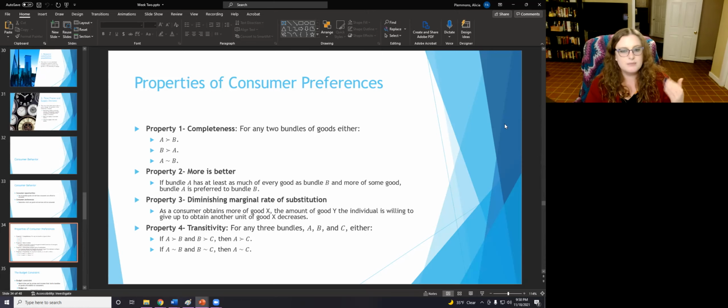Property 2 is just the idea that more is better. In economic models, we always assume that people want more rather than less. That's why our isoquant curves move outwards, right? Then there's the diminishing rate of substitution, or diminishing marginal rate of substitution. The more and more you have of one thing, the less you're really willing to give up something else to get more of it, right?